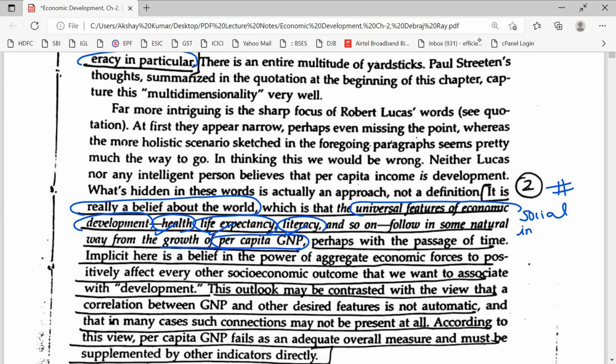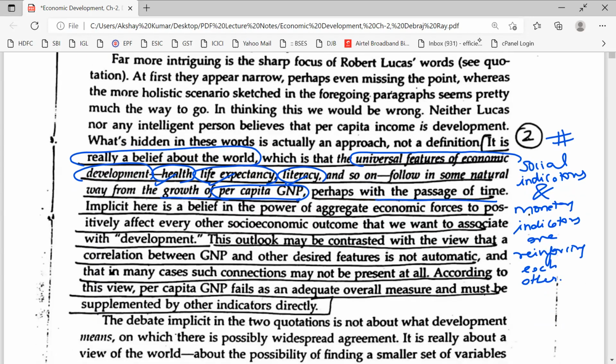I can write the social indicators and monetary indicators. Social indicators and monetary indicators are reinforcing each other. Okay, this is what paragraph 2 is telling us primarily. Perhaps with the passage of time, implicit here is a belief in the power of aggregate economic forces to positively affect every other socio-economic outcome that you want to associate with development. It's the same thing, just more elaborated.